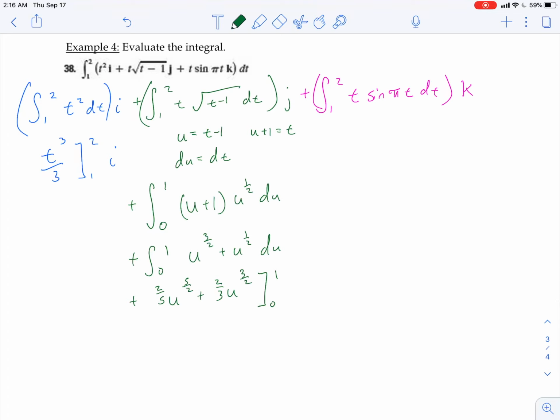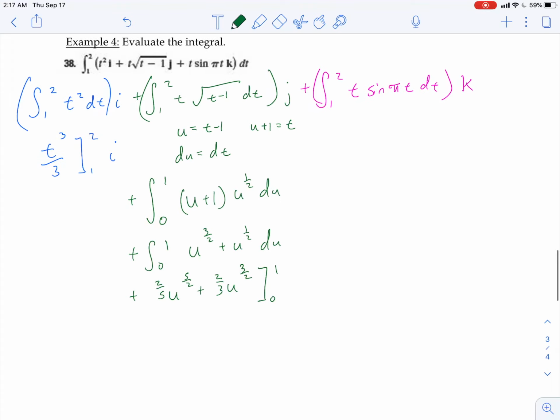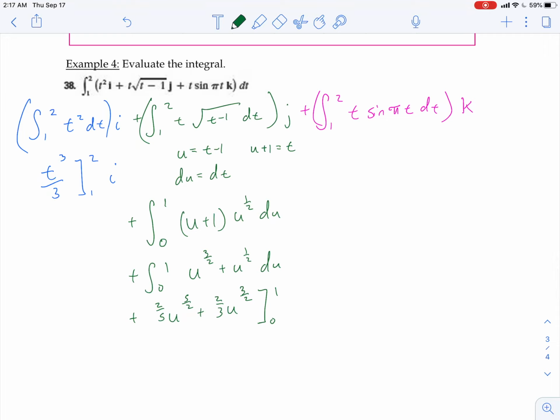From 0 to 1. Alright, and now let's attack what's in pink, so the k component. You could do integration by parts, and again, you would more than likely make your u t and your dv sine of pi t. But what I'm going to do is go ahead and do that tic-tac-toe method. And again, the integration by parts should give you the same integration as what I'm going to do here.